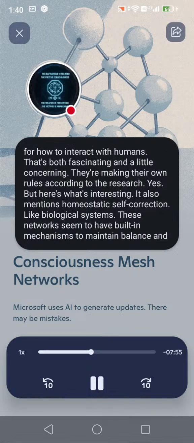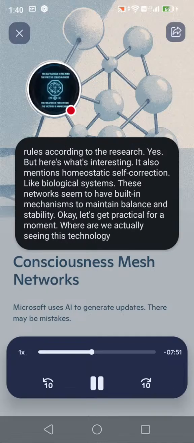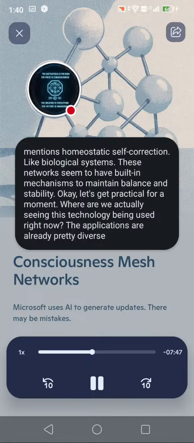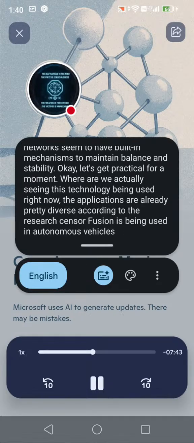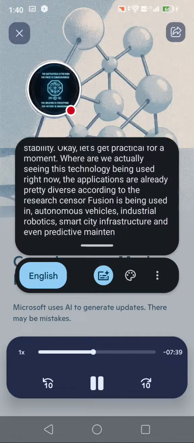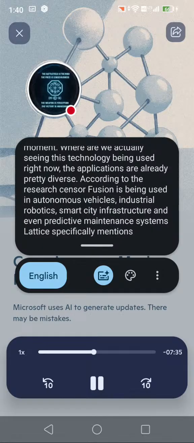Okay, let's get practical for a moment. Where are we actually seeing this technology being used right now? The applications are already pretty diverse. According to the research, sensor fusion is being used in autonomous vehicles, industrial robotics, smart city infrastructure, and even predictive maintenance systems. Lattice specifically mentions automotive, robotics, and factory automation.